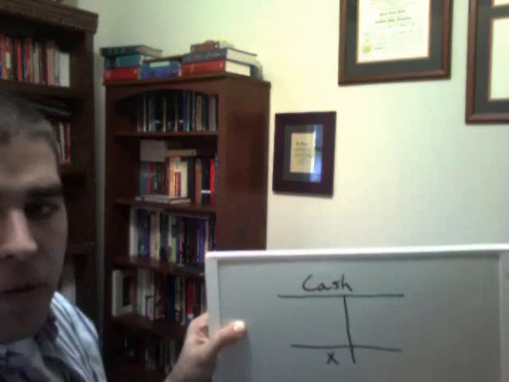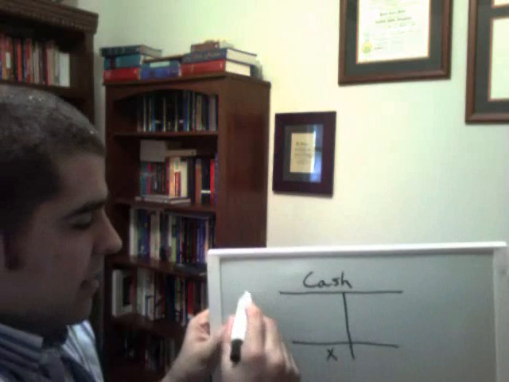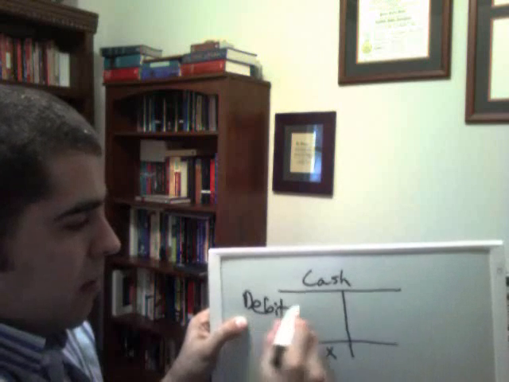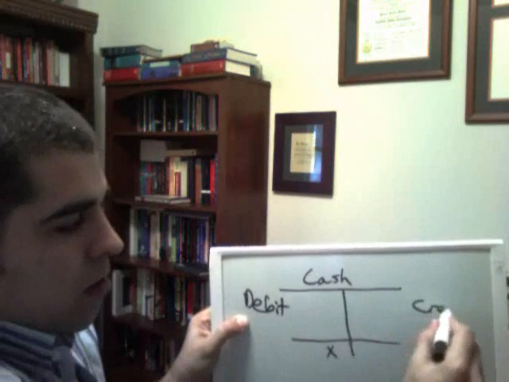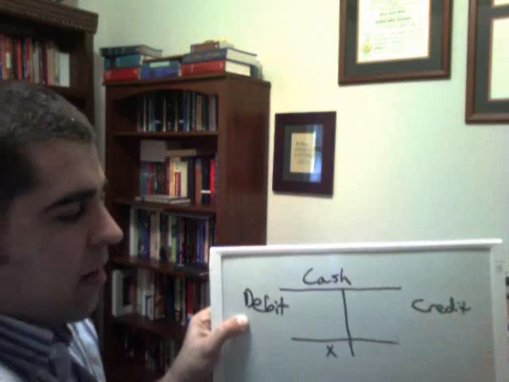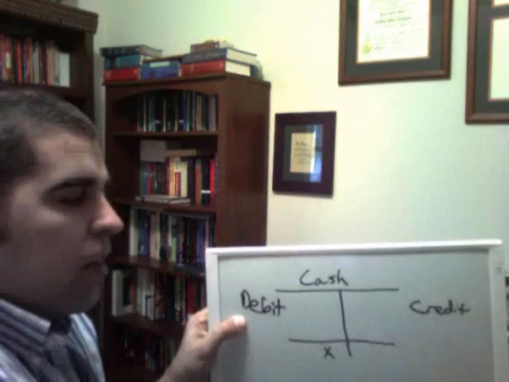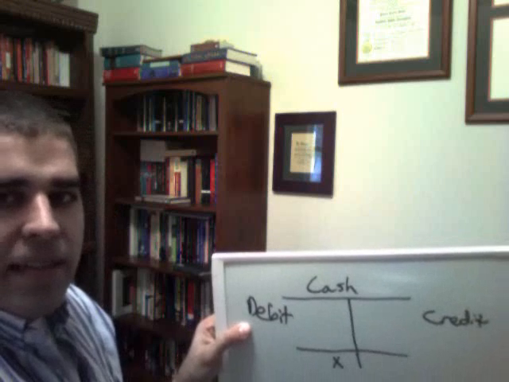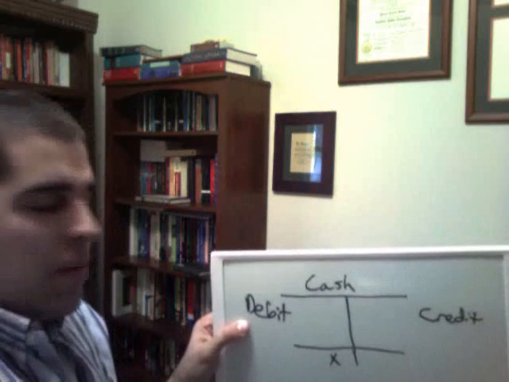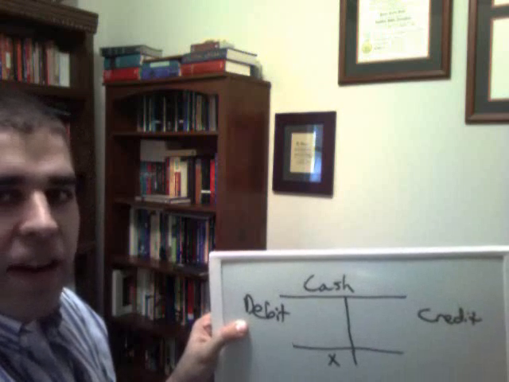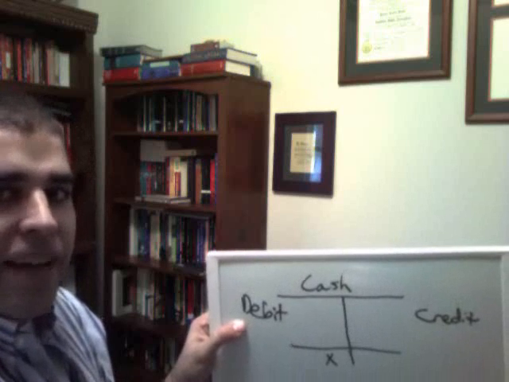And the only thing I want you to remember about the left and right is this is debit, and this is credit. So the debit's on the left, the credit's on the right. In my on-campus classes, I always make them say a little rhyme, and it goes: Debits on the left, credits on the right, accounting, accounting, fight, fight, fight.